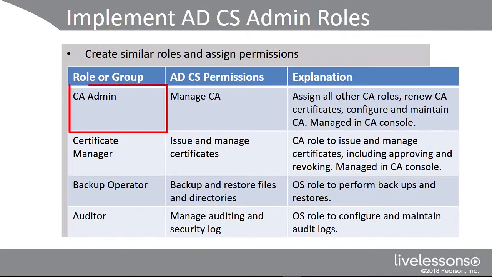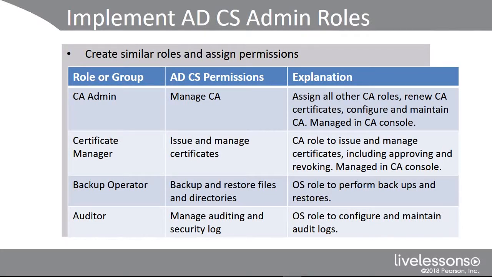So first off, we have the CA admin. Full party rights for managing CA. You're going to assign all of the CA roles, including the renew CA certificates, as well as configure and maintain CA. So you're going to create the security groups in Active Directory Users and Computers, and then you're going to assign the permissions inside of the CA console.